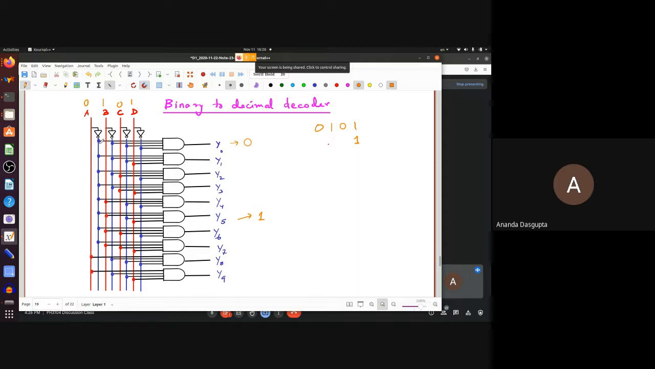Note Y0 is connected to blue, blue, blue, blue, right? What does it mean? Y0 will be high when all the 4 inputs are high, right? But what are the 4 inputs to this AND gate with Y0 as an output? A bar. So A, B, C, and D, all 4 inputs have been sent through NOT gates and then put in here, right? And that, of course, means then and only then, when A, B, C, and D are each low, or the input is 0, 0, 0, 0. Okay?